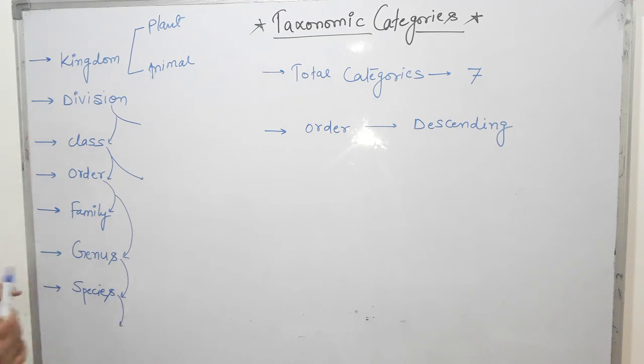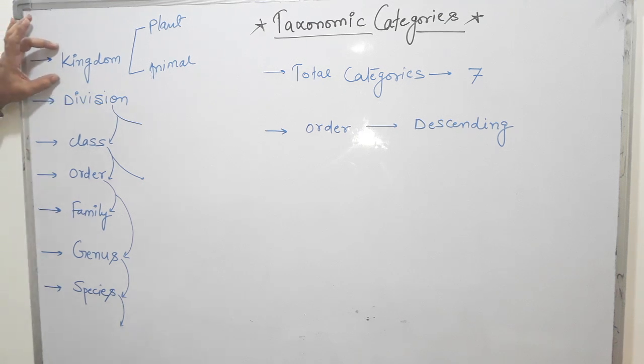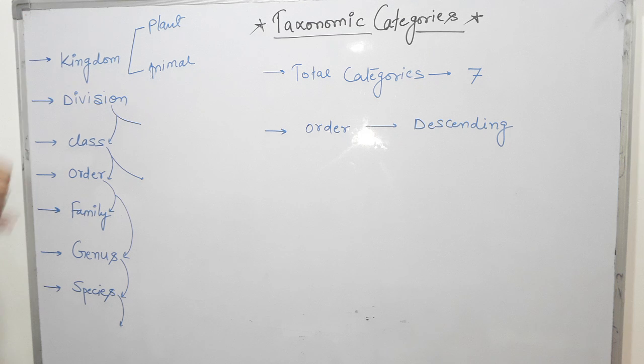So it is a hierarchy system in which all plants and all animals are categorized and grouped in a systematic manner. The order is called descending order. That means when we understand the kingdom, it possesses many characteristics, and when we discuss the species, it possesses a smaller number of characters. So these are the taxonomic categories.